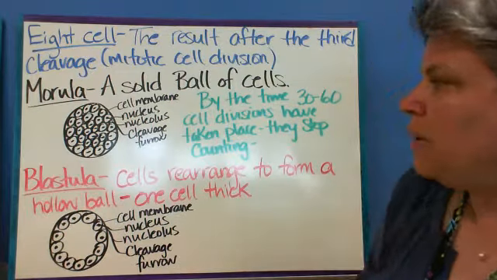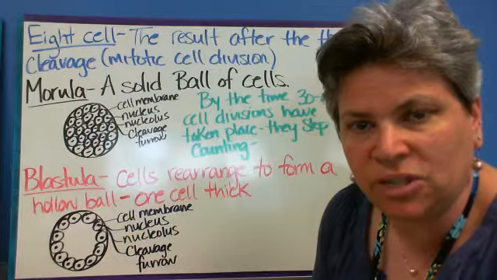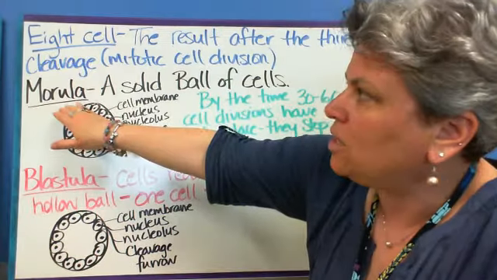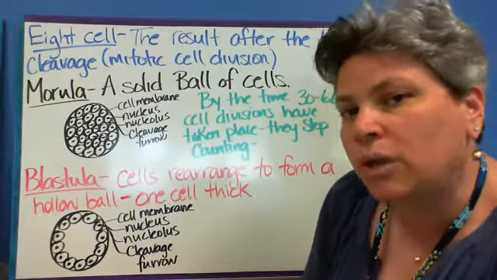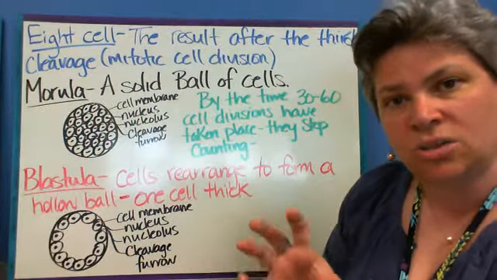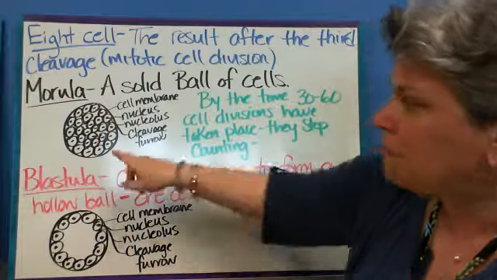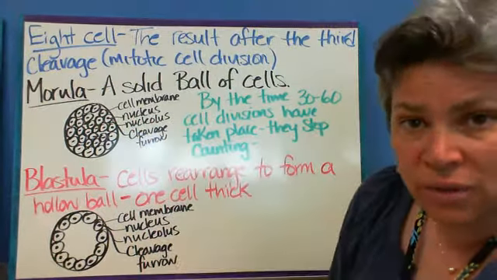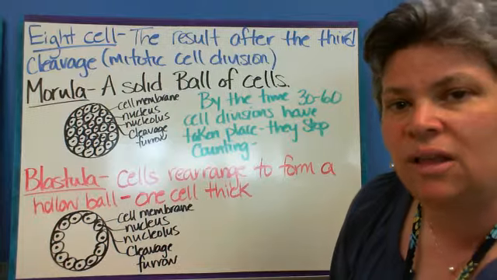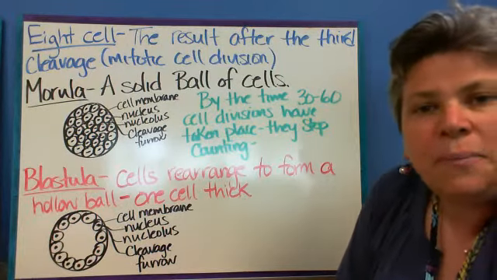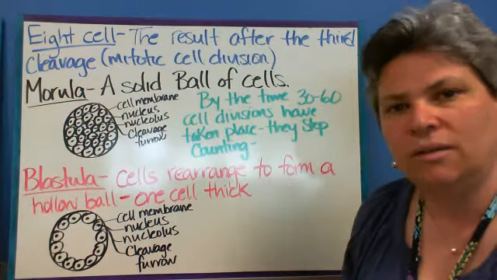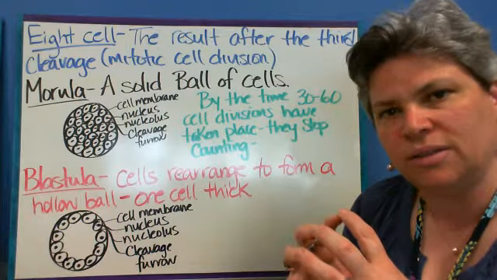So what happens? Well, by the time we hit, say, 30 to 40 divisions, there become too many cells to keep counting. So at that point they change, and instead of naming the cells, they call it the morula. The morula is a solid ball of cells. So in that three-dimensional sphere, it's full of cells. Each cell has a cell membrane, a nucleus, a nucleolus, and the cleavage furrow, again, is where each one is pinching to give cell after cell after cell. So at that point, they no longer name it by number of cells, they just call it the morula. So the morula is just a big ball of cells.